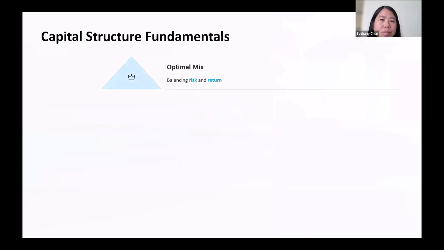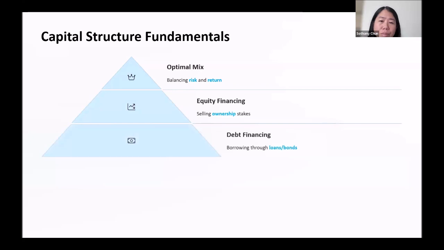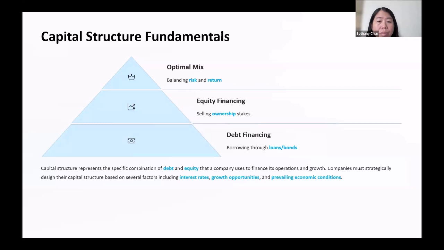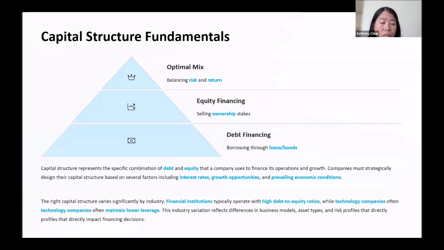The capital structure has three fundamentals. One is the optimal mix, which is balancing risk and return. Number 2 is equity financing, that is selling an ownership stake of the company. Number 3 is debt financing, that is borrowing in terms of a loan or bond for the company. The capital structure represents the specific combination of debt and equity financing in the company, and we need to consider several factors, including the interest rate, growth opportunities, and prevailing economic conditions.